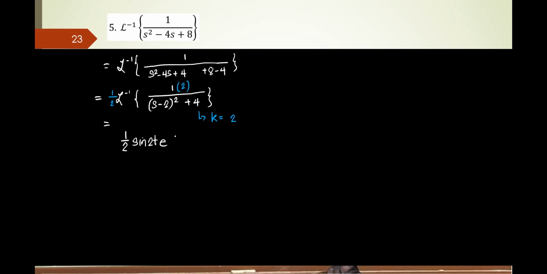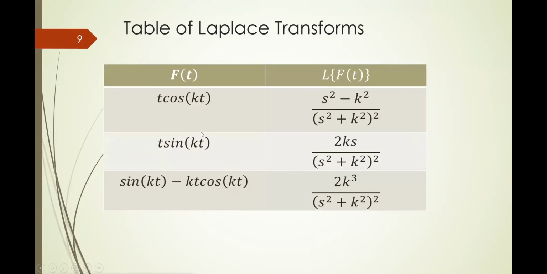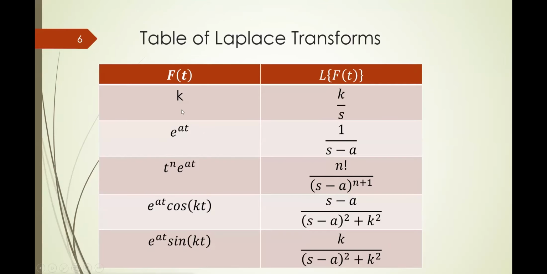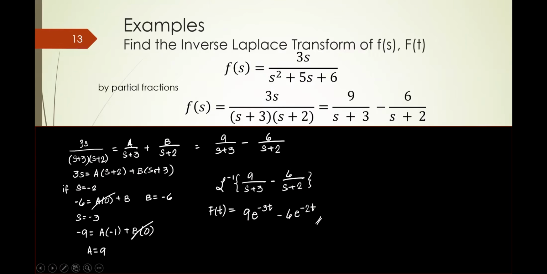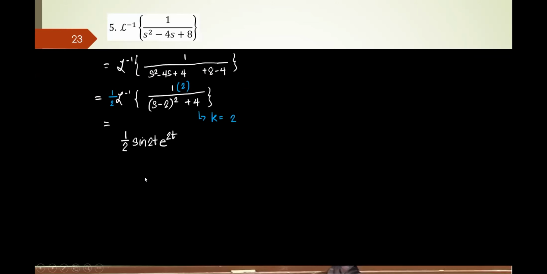By how much? It's 2t. Take note, guys. Be careful with this. Look at this. For shifting, look at the table. It's s minus a, and then that's e to the at. If it's s plus a, that becomes a negative. Okay? Be careful with those. So that's the answer in here. It's easy.